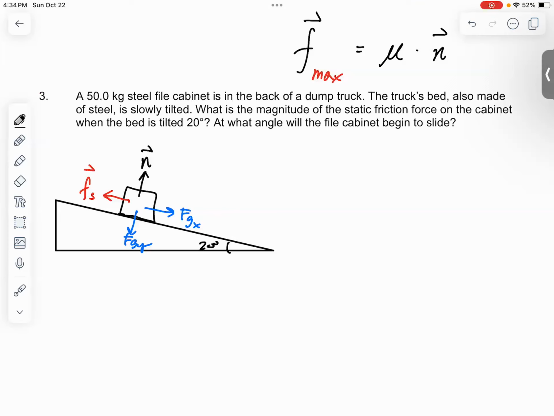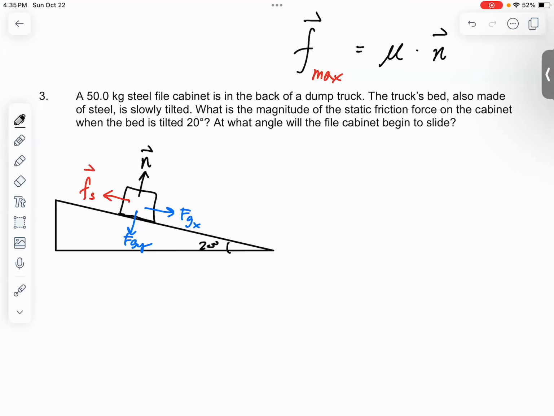Yes, the FGX is parallel to the incline. Okay, that's your FG, well, quote unquote X direction, but it's not strictly horizontal, it's just horizontal in reference to the plane. Okay, now I like to draw it this way for one reason: if the object is going to slide, it slides to the right. That's the positive direction. So that's the reason why I draw it this way.